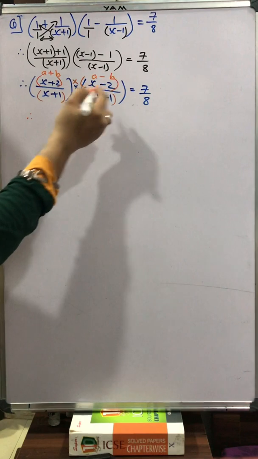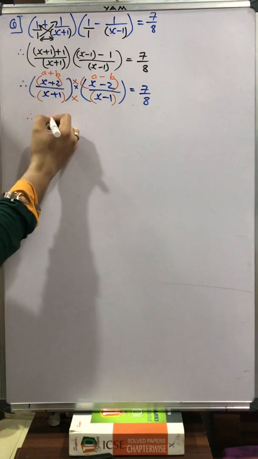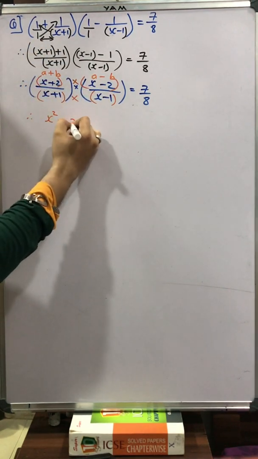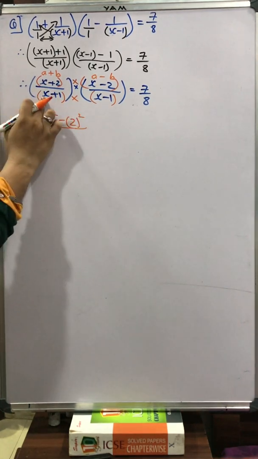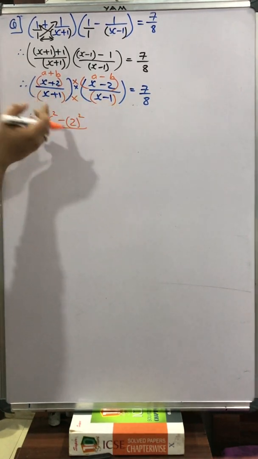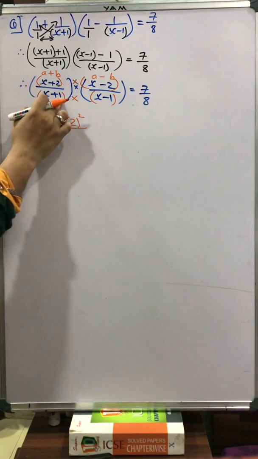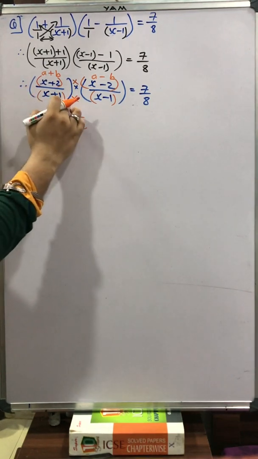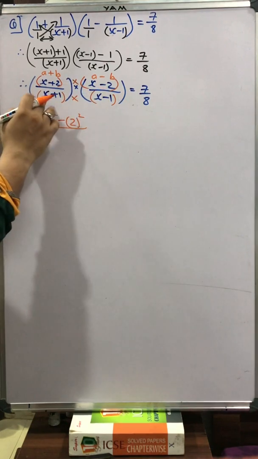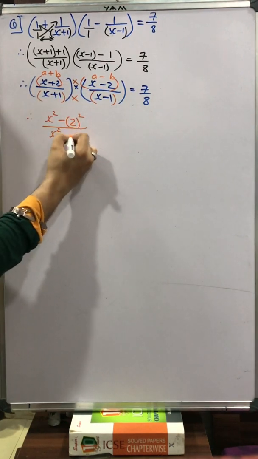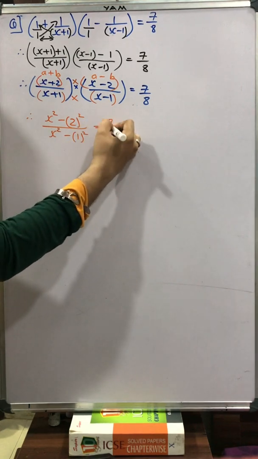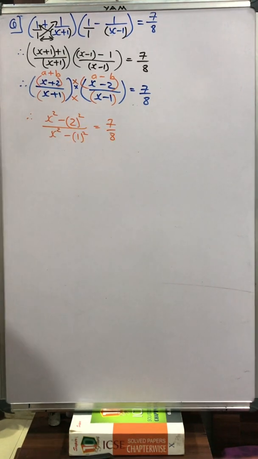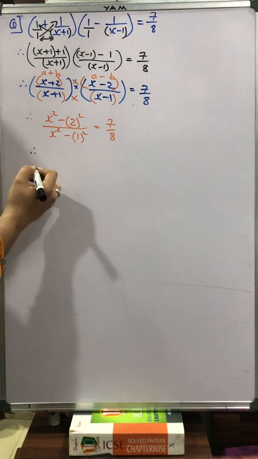a plus b into a minus b is a square minus b square, so the numerator becomes x square minus 2 square, upon the denominator, which also uses the same formula a plus b a minus b. Now in your subconscious, x is like a and 1 is like b, so a plus b a minus b is a square minus b square, so this will be x square minus 1 square. No need, but I am writing it 1 square upon 7 upon 8 like this. Now let's solve it further.